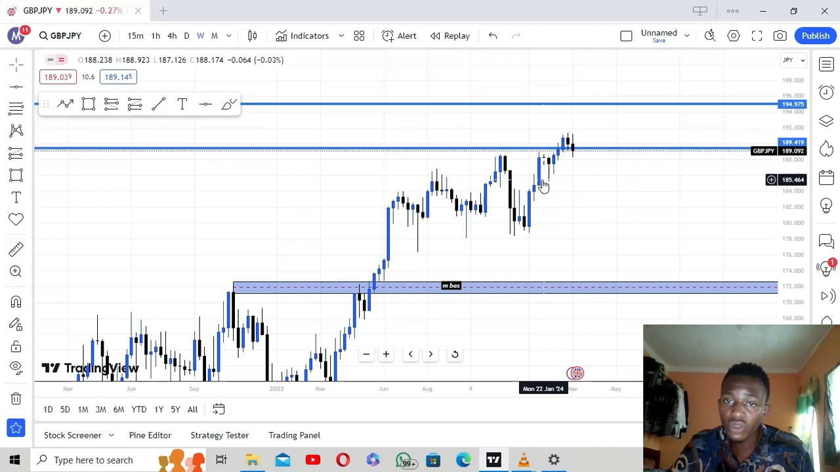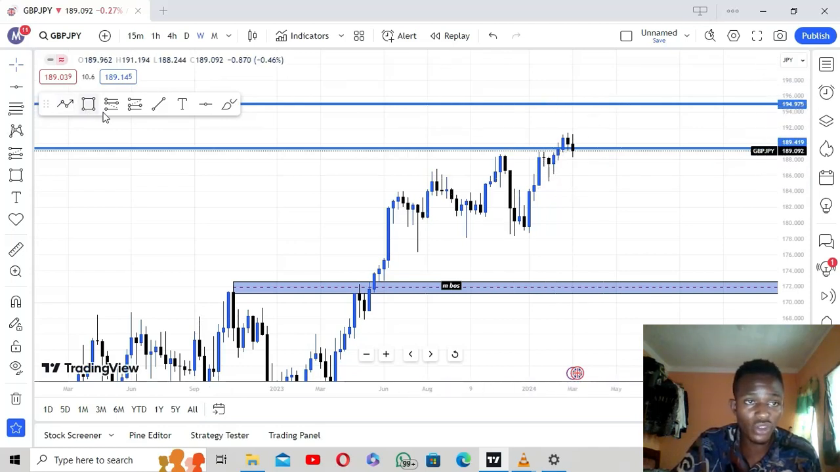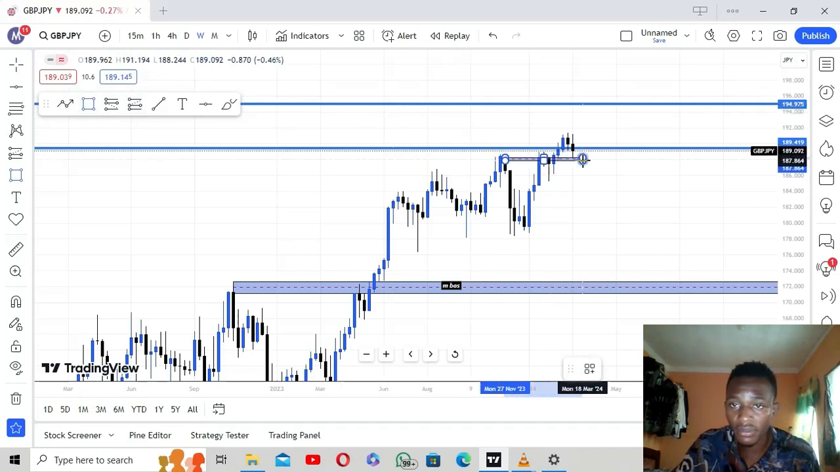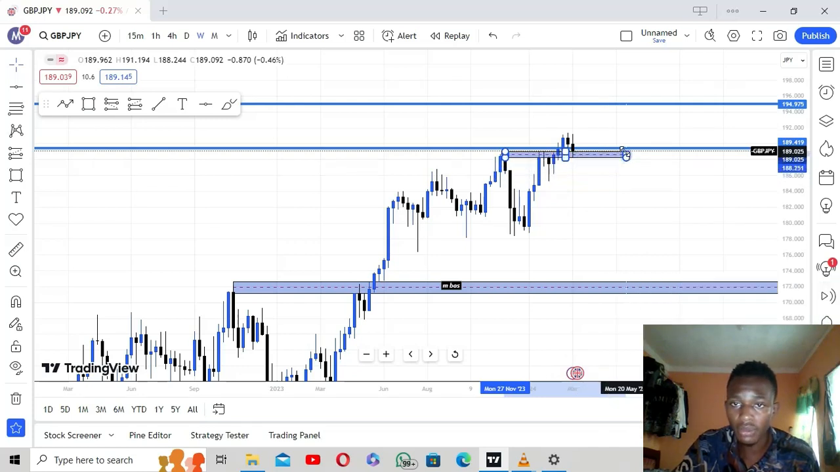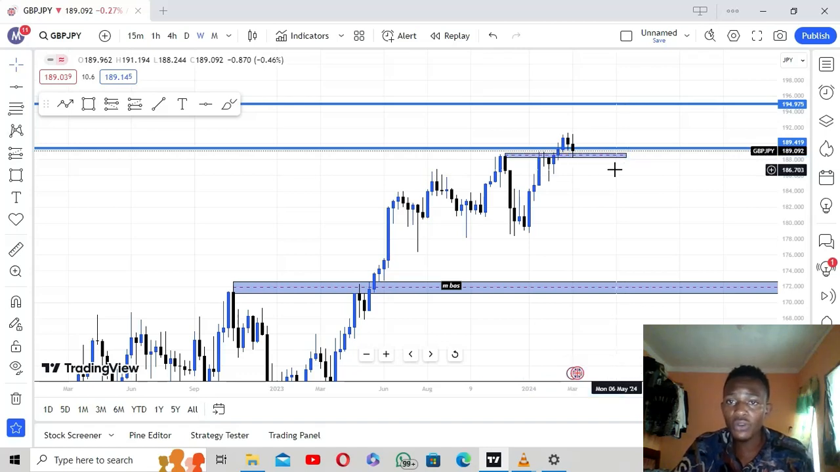But not only that, till it breaks this area, because here I also see a break of structure. Look at it here. I also see a break of structure here. You get it, guys? Let me just adjust the chart, guys. Yes, I see a break of structure here.